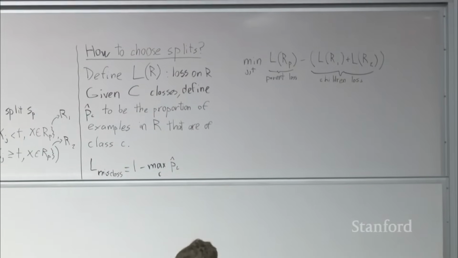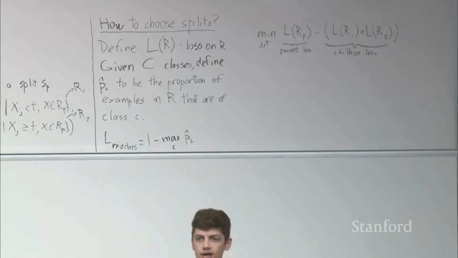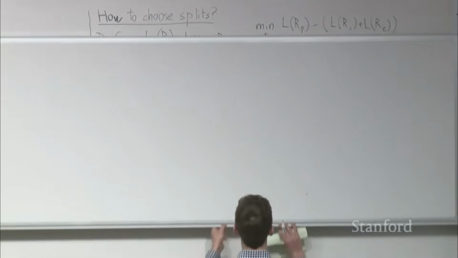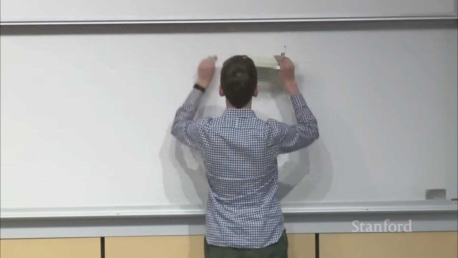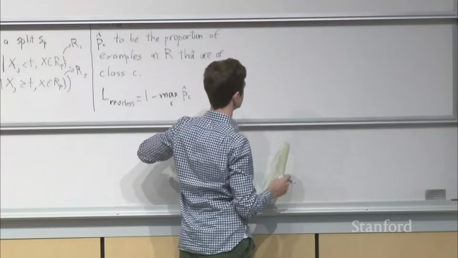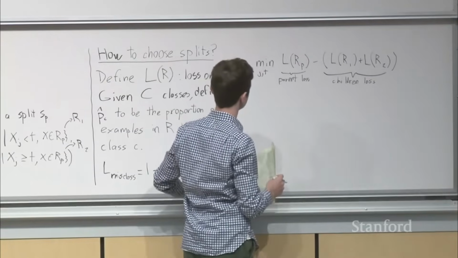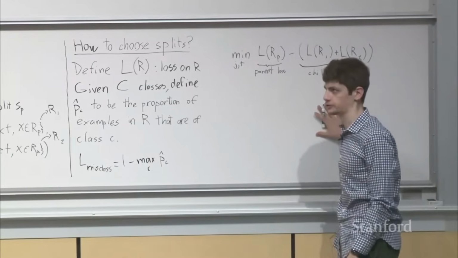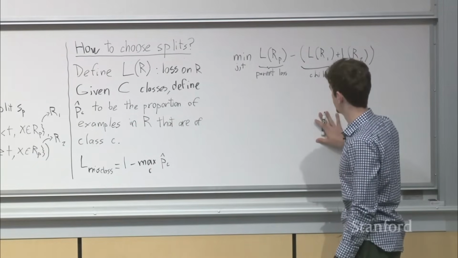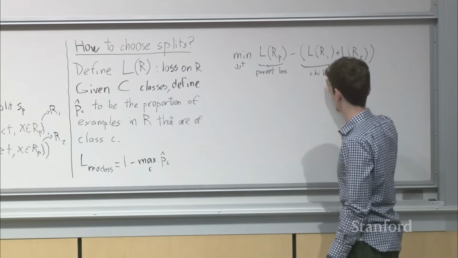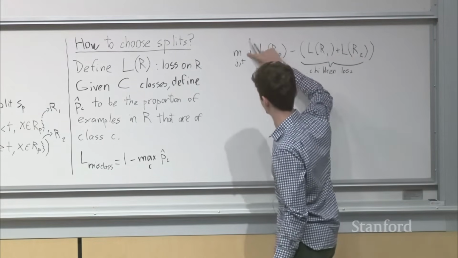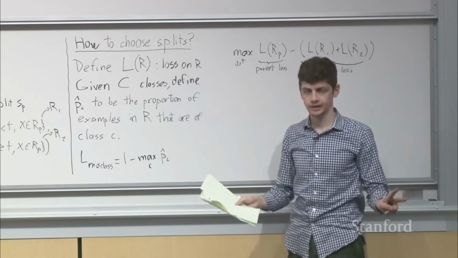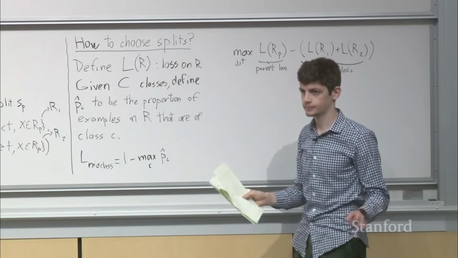Yeah, let's see. Yeah, you're right. That should actually be a max. You're right. Let me fix that really quick. Because you start with your parent loss, and then you're subtracting out your children's loss. And so the amount left, the higher this loss is, yeah, so you really want to maximize this guy. Make sense, everyone? Thanks for that.